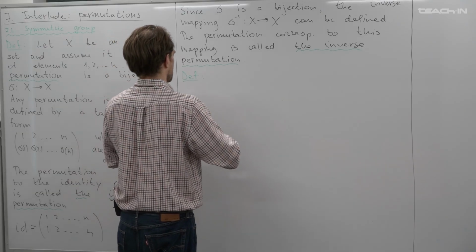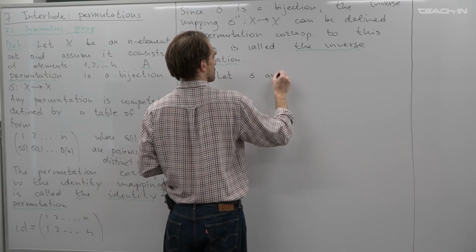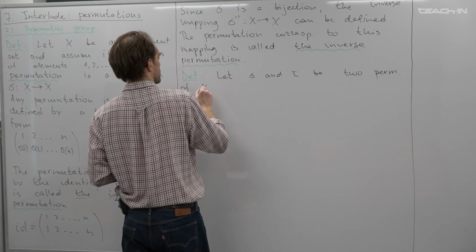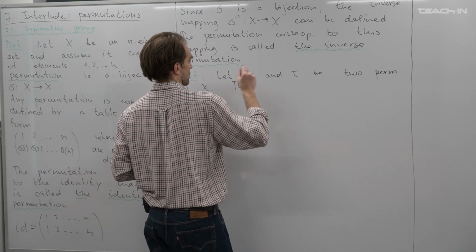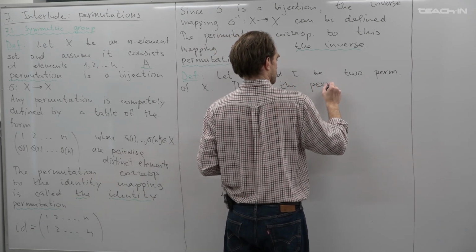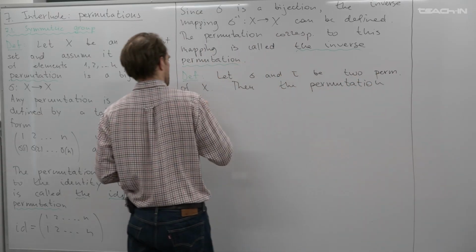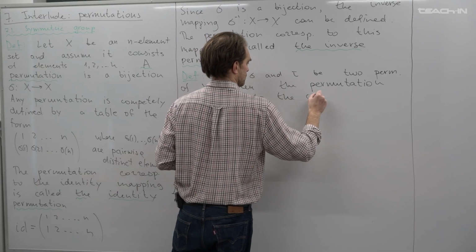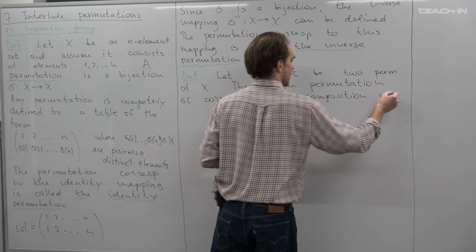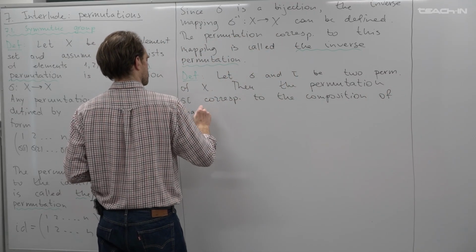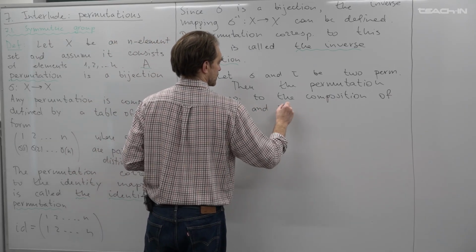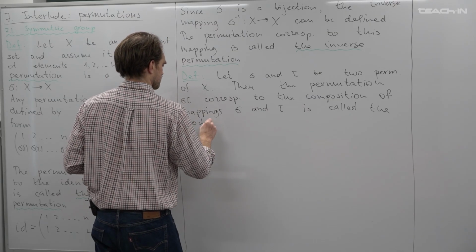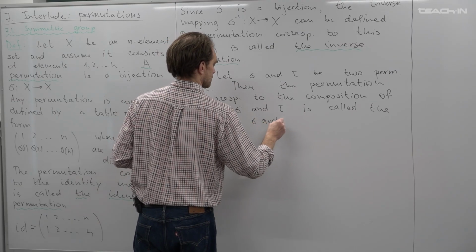Definition. So let sigma and tau be two permutations of X, then the permutation sigma tau corresponding to the composition of mappings sigma and tau is called the product of sigma and tau.